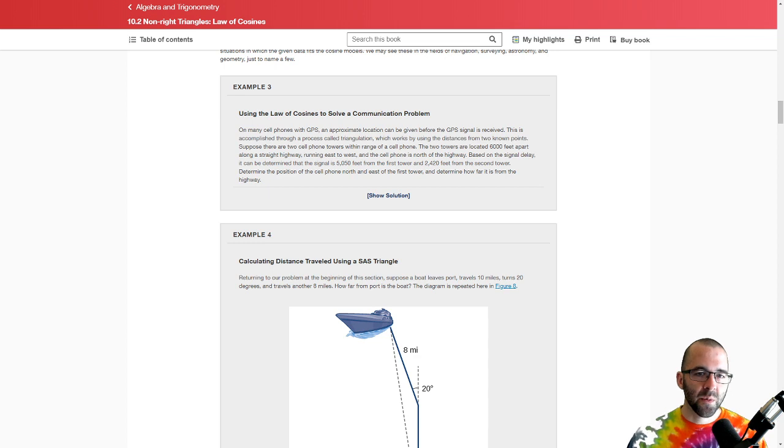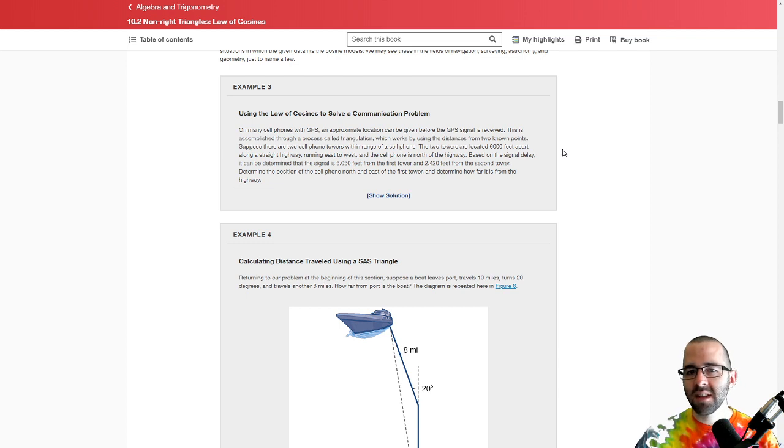So what this problem is, we're just going to read it. I'll read it and we'll talk about it before we get into the math. On a lot of cell phones with GPS, you can get an approximate location before the GPS signal is actually received. It's accomplished through triangulation, which works by using the distance from 2 known points. Suppose there are 2 cell phone towers within range of the cell phone, and those 2 towers are located 6,000 feet apart from each other along a straight highway running east to west. And the cell phone is north of the highway.